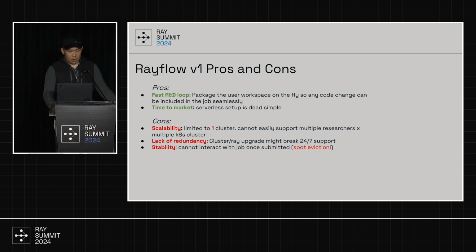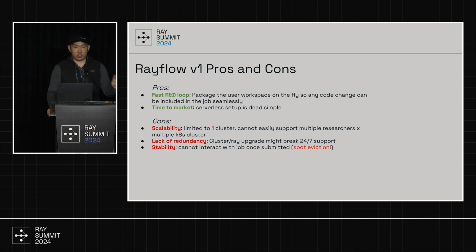The cons are big too. First of all, in our previous example, we only have one cluster. And remember, our design goal is to support a dozen researchers on a dozen Kubernetes clusters. The second con is that we don't have redundancy, right? If everyone is on the same cluster, what if we need to do maintenance on it? And the third, which is very, very important, is that scalability has no guarantee because we do it in a fire and forget fashion, right? We just submit a job and then just pray.